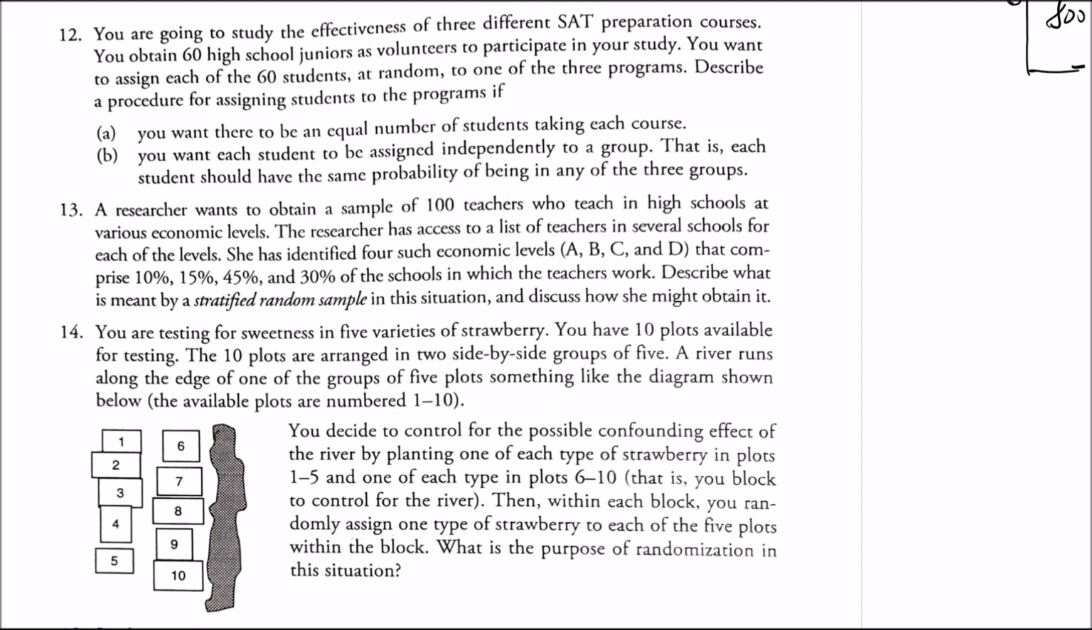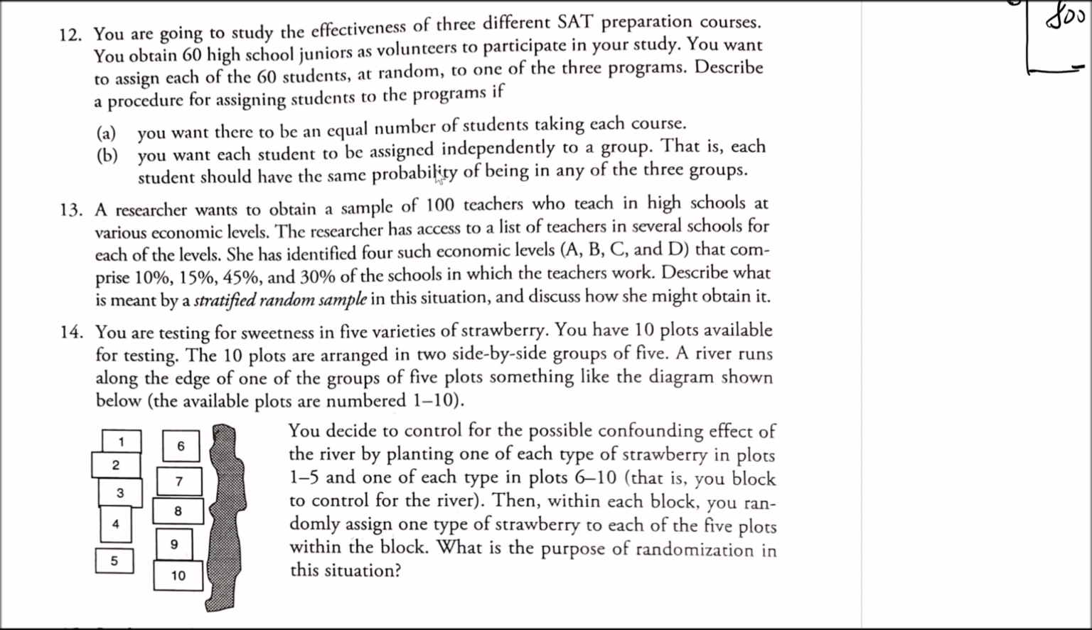Now, another way to do it without a random number generator is you have 60 names on slips of paper and then randomly select the papers, right? Scramble them, the papers, of course, mix them well. And then the first student goes into program 2, then the next in program 2, or whatever, and then keep doing like that until you get all 60 students assigned. The point is you want an equal number of students per group.